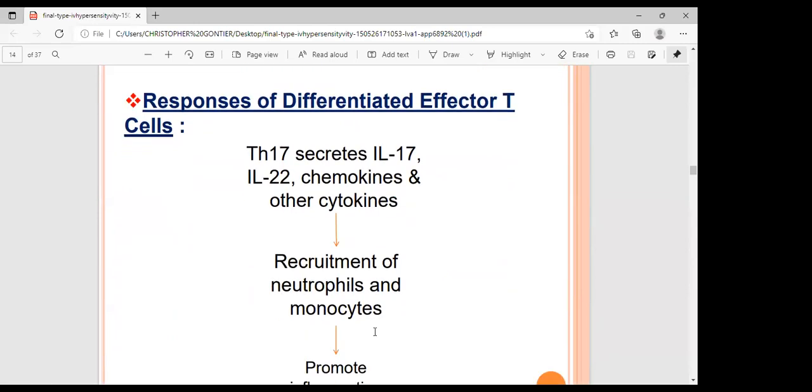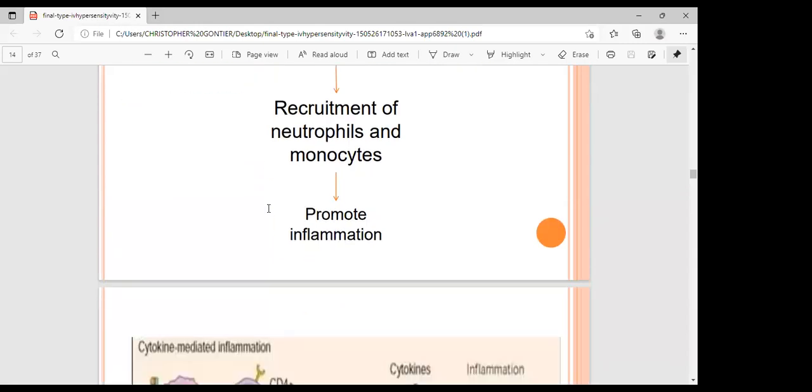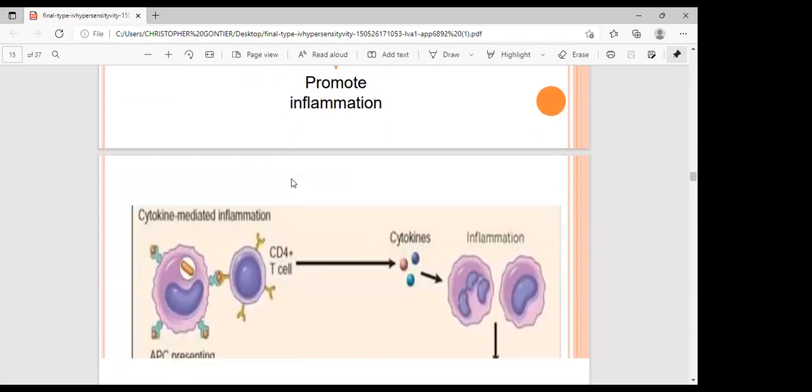So look at Th17, a newcomer to the theater, although when I say newcomer, it's now very manifest in current 8th or 7th edition textbooks, but it was discovered over 8 years ago. Th17 secretes interleukin-17 and 22, chemokines and other cytokines. Critically, it brings about recruitment of neutrophils and monocytes. So in autoimmune diseases, IL-17 and IL-22 play a critical role in pathogenesis, especially in disease entities like rheumatoid arthritis.